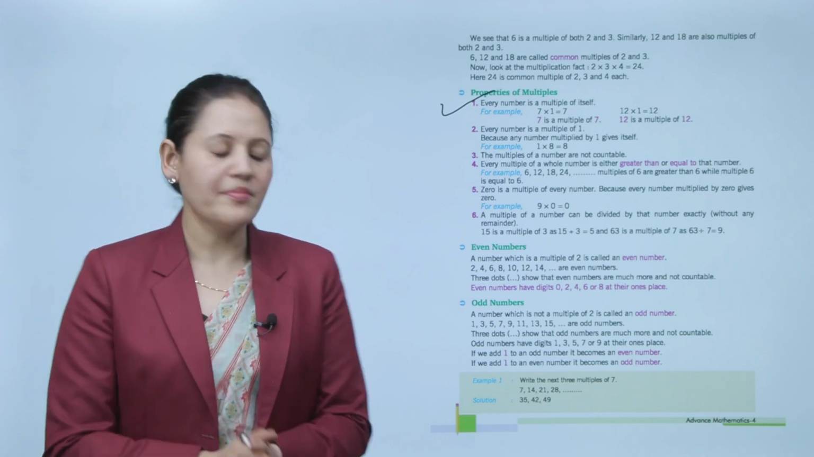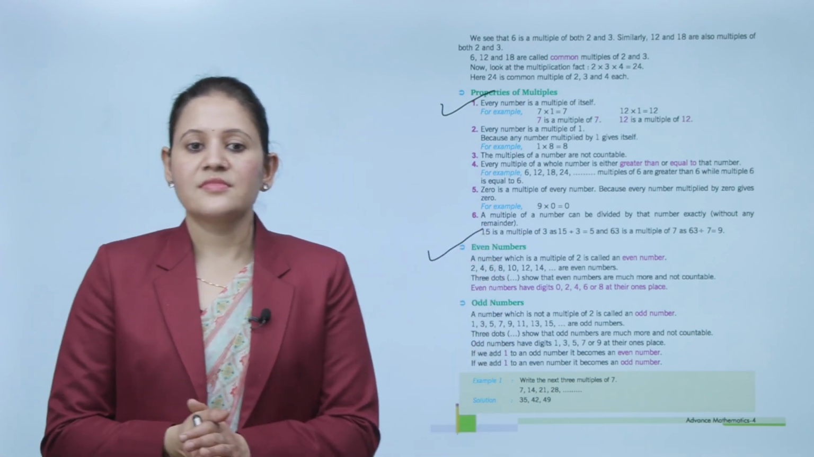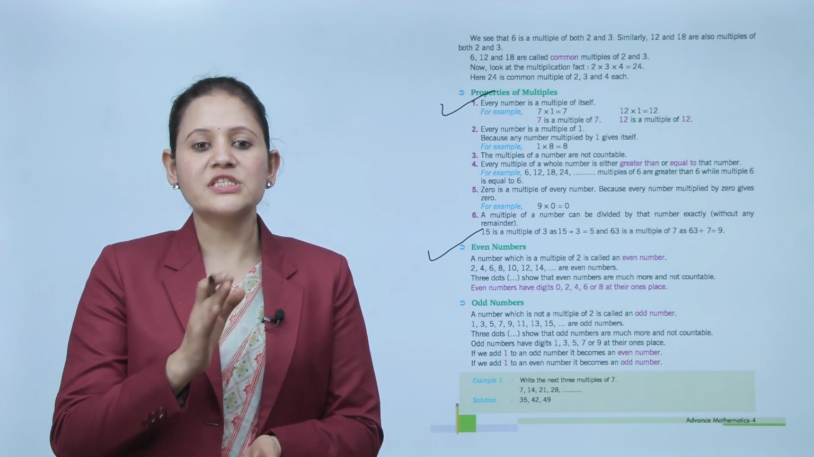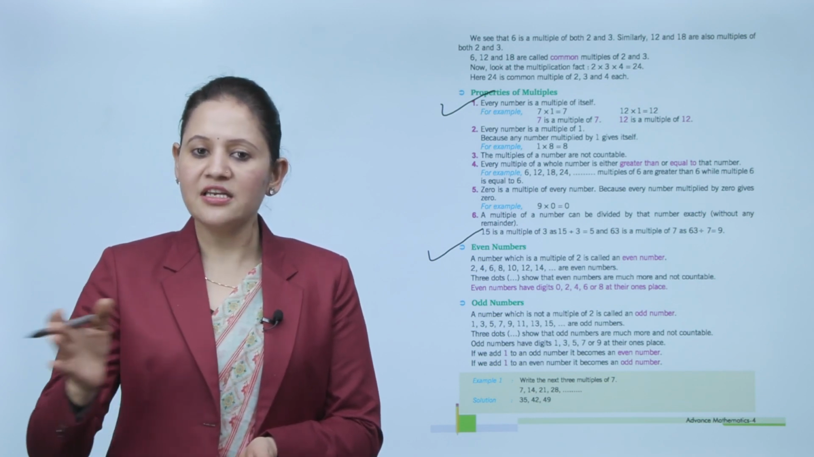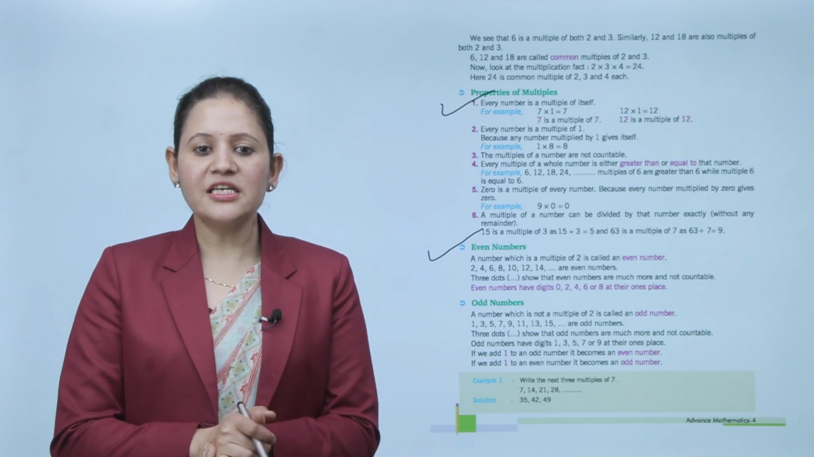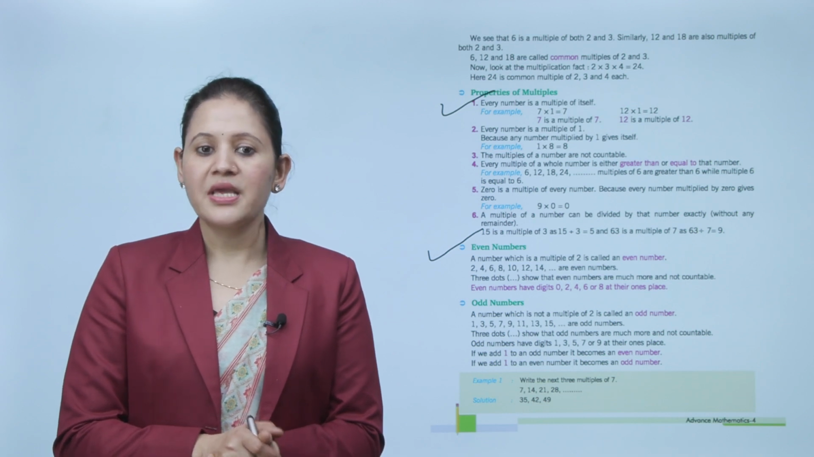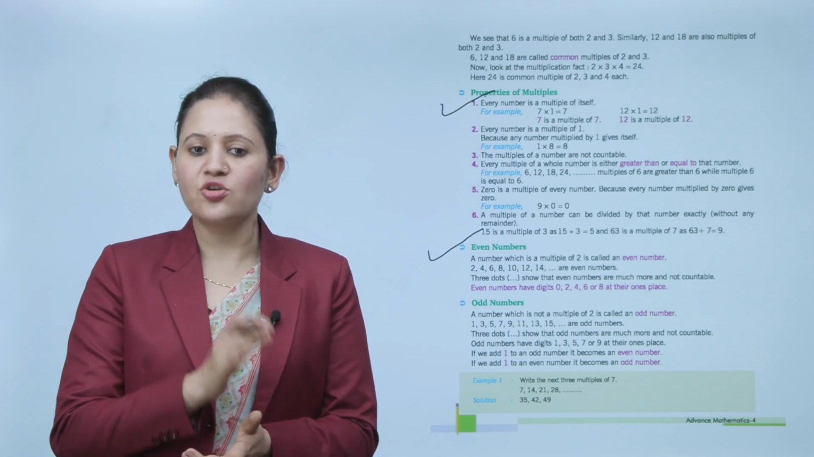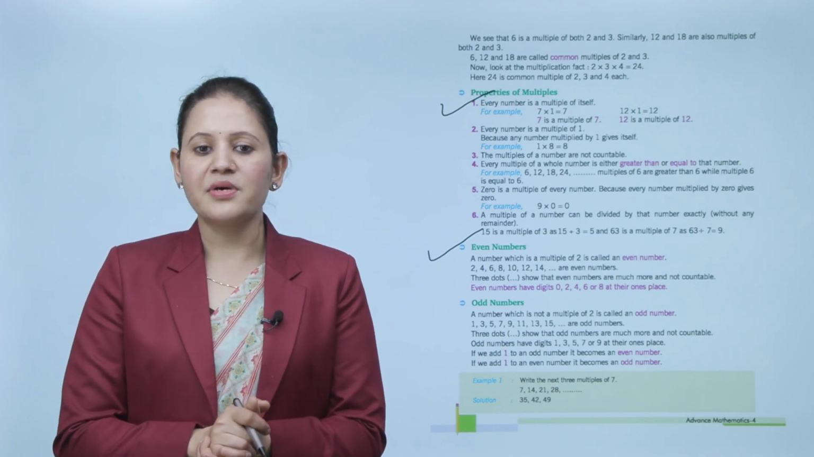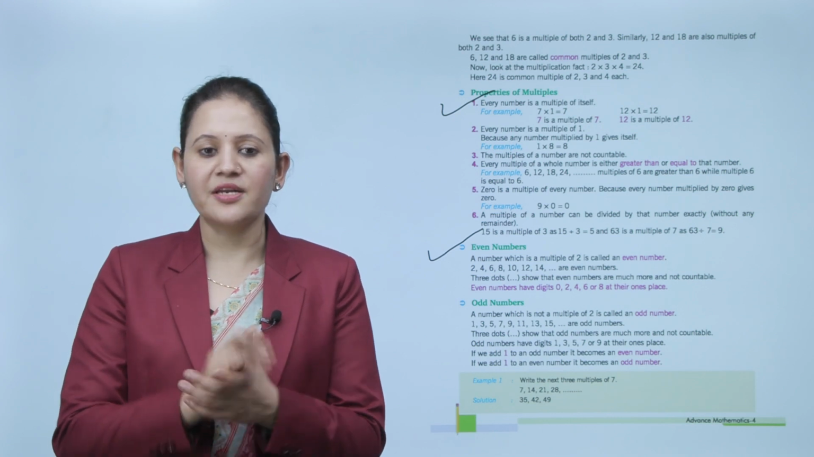Next is even numbers. A number which is a multiple of 2 is called an even number. 2, 4, 6, 8, 10, 12, 14 and so on. All these are even numbers. The 3 dots show that even numbers are much more and not countable. Even numbers have the digits 0, 2, 4, 6 and 8 at their ones place. So all the numbers which have 0, 2, 4, 6 and 8 at their ones place are even numbers.